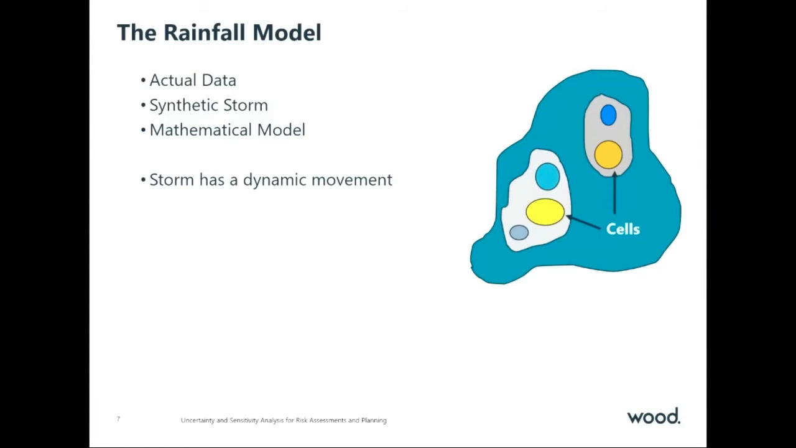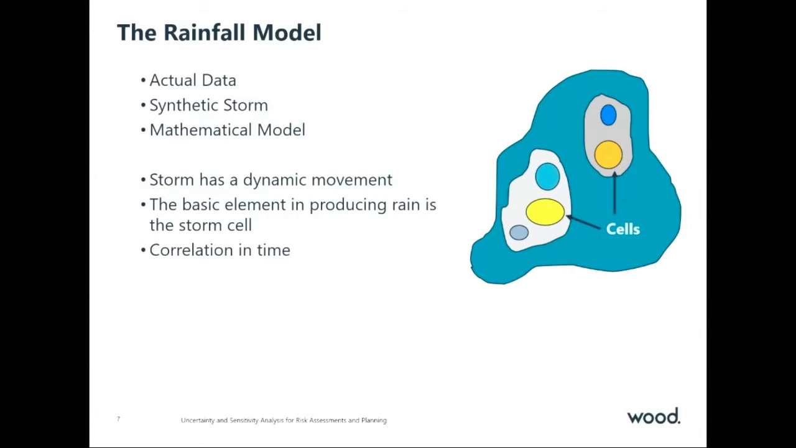Every storm has a dynamic movement. The basic element for every storm is a cell, a rain cell. And the cell has a correlation in time, which means rainfall falling at any instant is correlated with or impacted by what happened at the previous time. There is also a correlation in space. Rainfall falling at any point is correlated with or affected by what happened at other points within the area of interest.